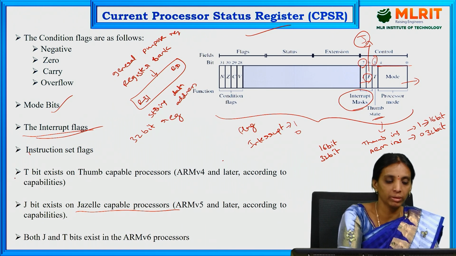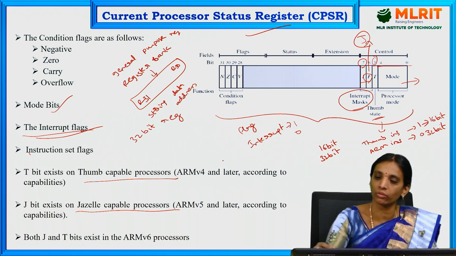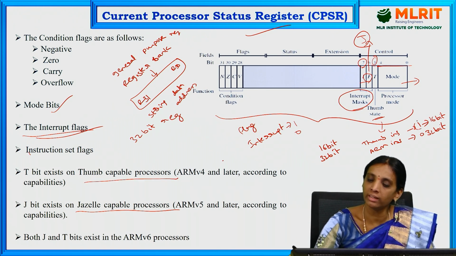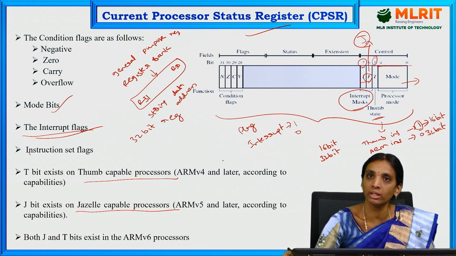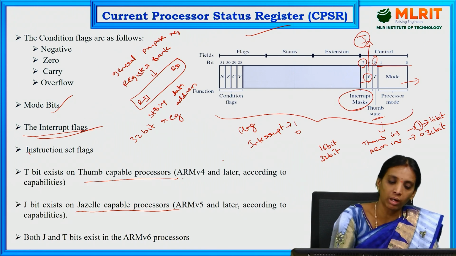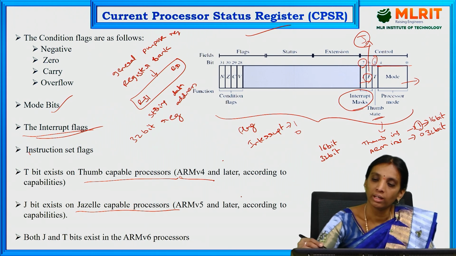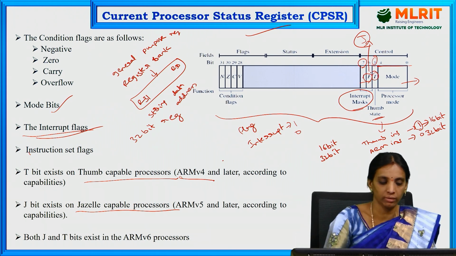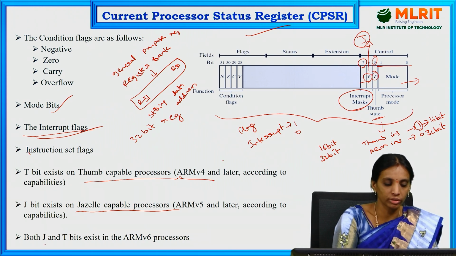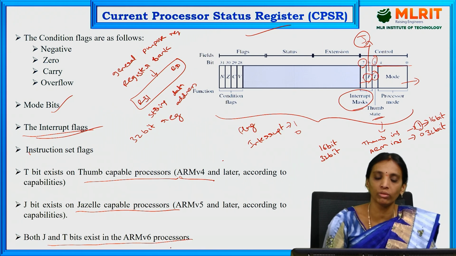This T bit indicates the thumb capable processor. When T is 1, it indicates that the processor has the capability of the thumb instruction set. From ARM V4 and later only we have the thumb capability. Before ARM V4 we do not have the thumb capability, so in those cases we do not have the T bit. And next, both J and T bits exist in the ARM V6 processor.